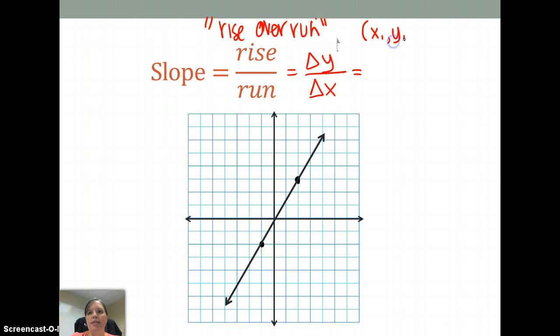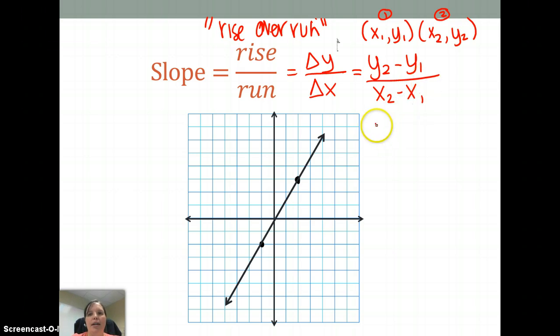When you have 2 points, and anytime I'm looking for a slope, I need 2 points in some manner. If you have 2 points, and you notice these little numbers, x sub 1, y sub 1, x sub 2, y sub 2, that just tells you this is point 1, this is point number 2. And it doesn't matter which point is 1 or 2. The way to find the change in the y's involves subtracting those y values, and the change in the x's would be subtracting those x values.